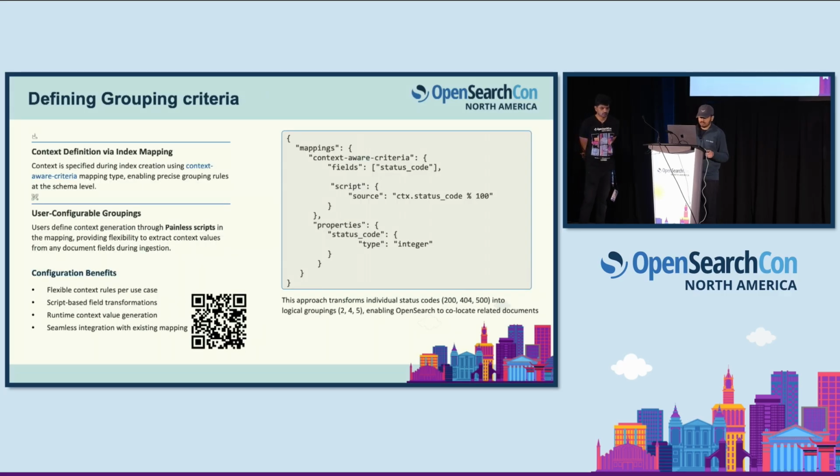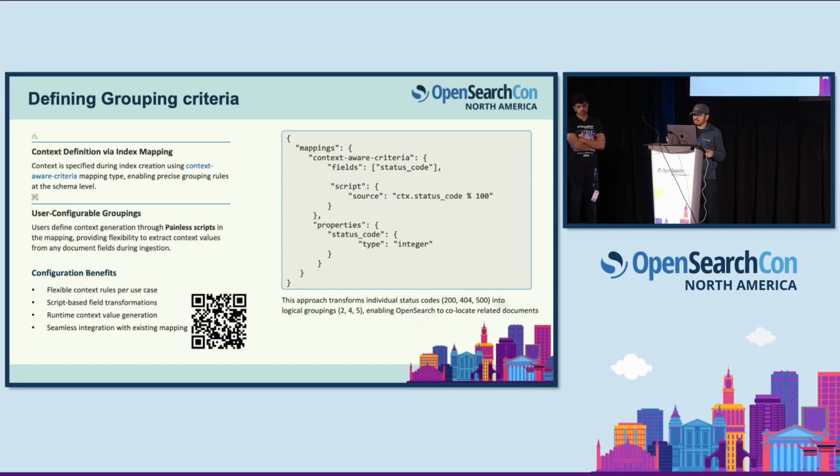Now, since we have defined what context-aware segments are and what key benefits we are getting from them, let's give some idea around how a user can define these groups in general. For OpenSearch, each workload is different, and users may want to group data in different ways. So it is important for OpenSearch to have a way for users to be able to configure these groups.